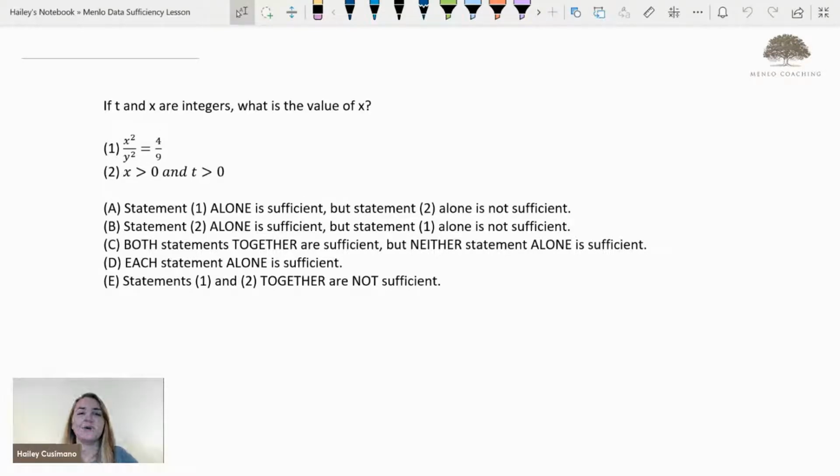All right, everyone, what are we thinking? Feel free to let me know in the chat. Now, the question stem here is pretty clear. Not a ton to break down with the question, what is the value of x? But they did clarify for us that t and x are integers.